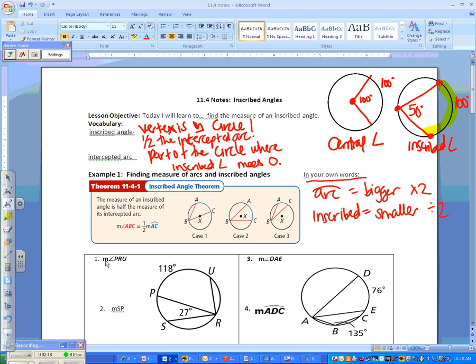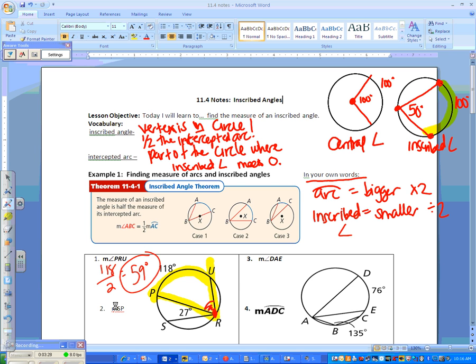Okay, so for example, find measure of angle PRU. PRU is this angle right here. And if you notice, it's an inscribed angle because the vertex is on the circle. And if you look at the arc that it intercepts, these chords cut off this part of the circle. And I know that this arc is 118 degrees. This is bigger than this one. The angle is smaller. So that means I need to divide by 2. So 118 divided by 2 is 59 degrees. Notice my answer is in degrees.